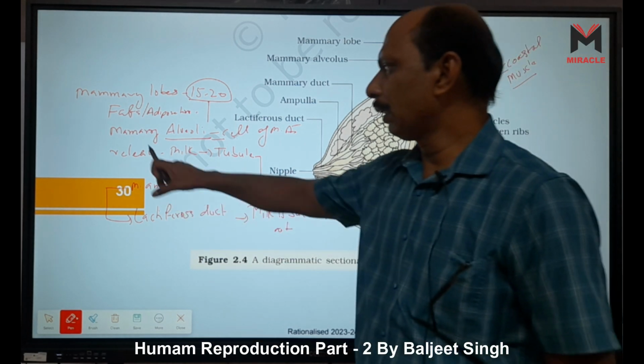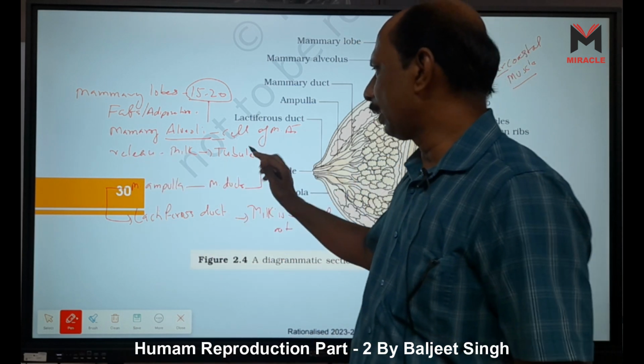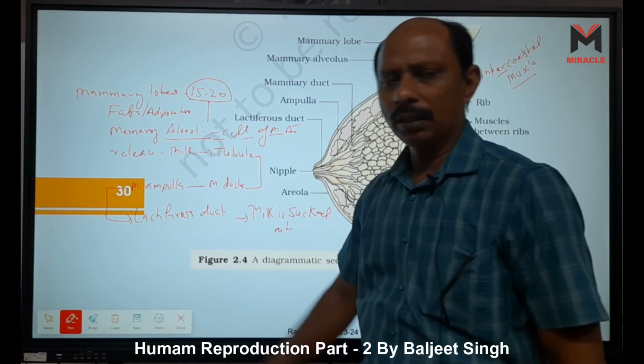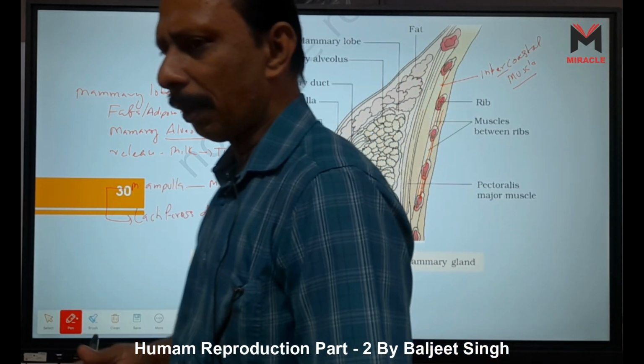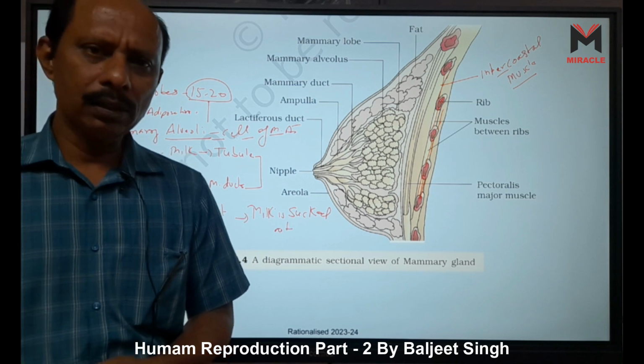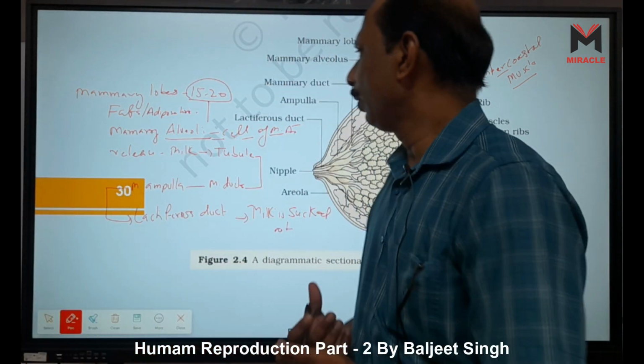So who forms the milk? Alveoli cells, right? The cells which are present in the alveoli secrete milk, right? And these cells of the mammary gland, which type of cell is this? They are the modification of sweat glands, right? They are modification of sweat gland.